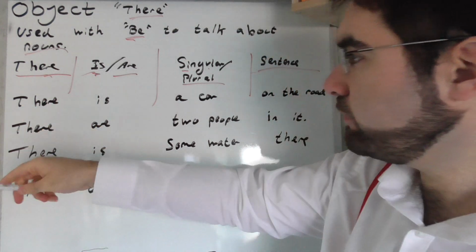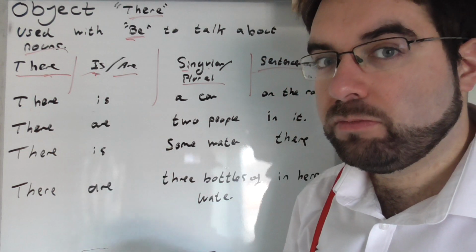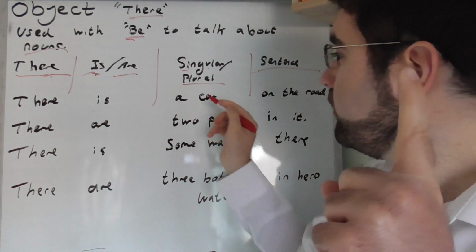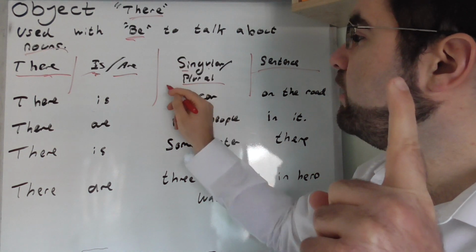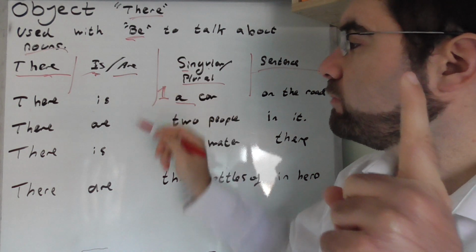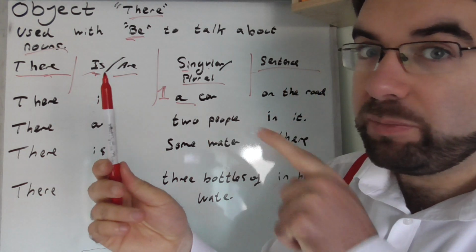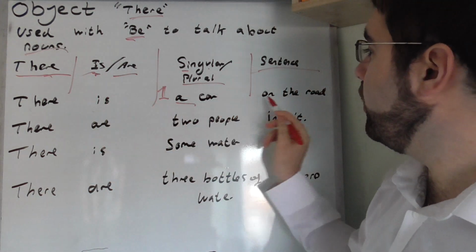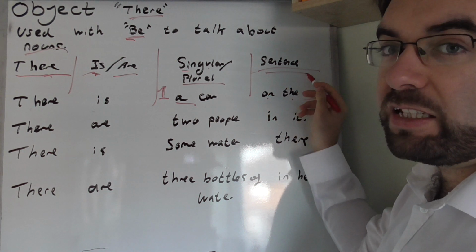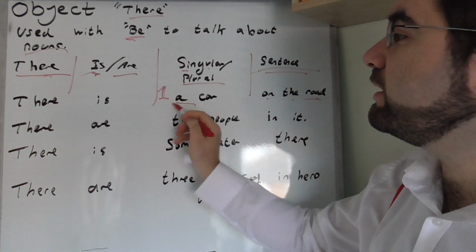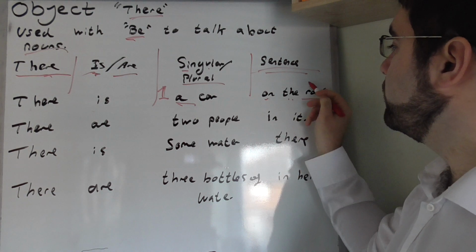Okay, so there is a car, one, singular. There is a pen, there's a pen. There is a car on the road. The rest of the sentence is "on the road." There is a car on the road.